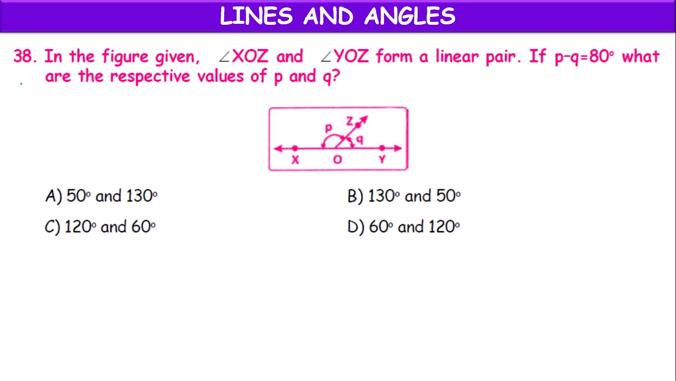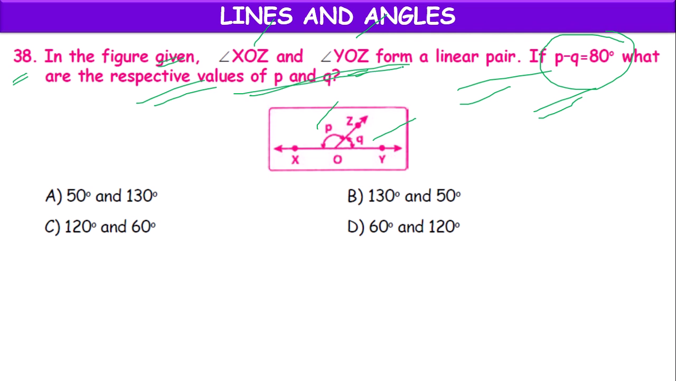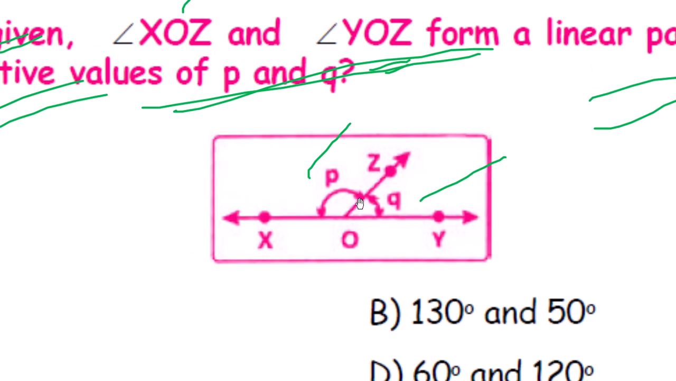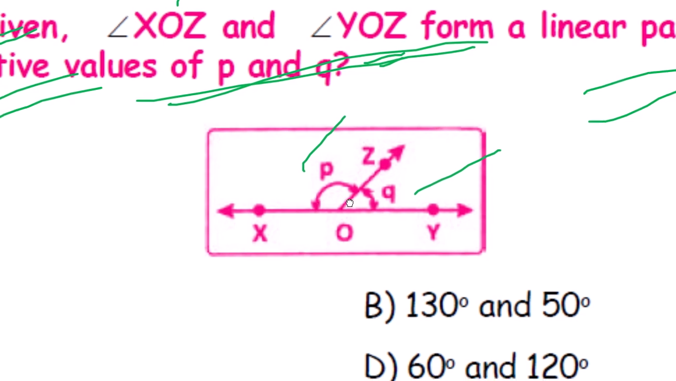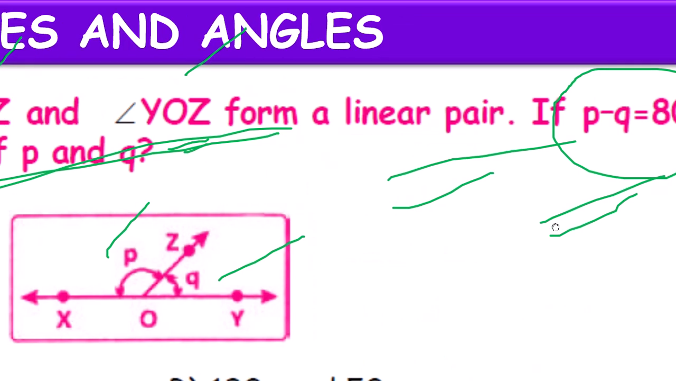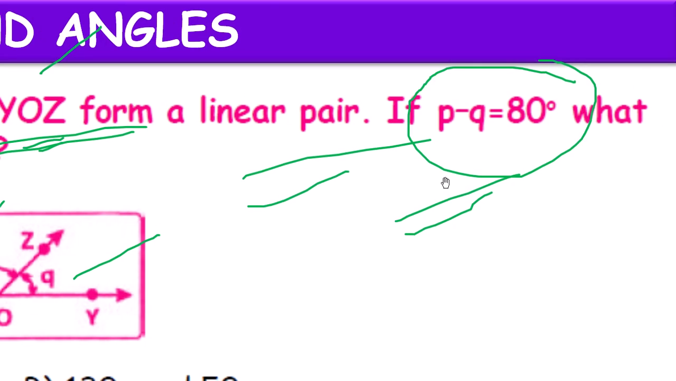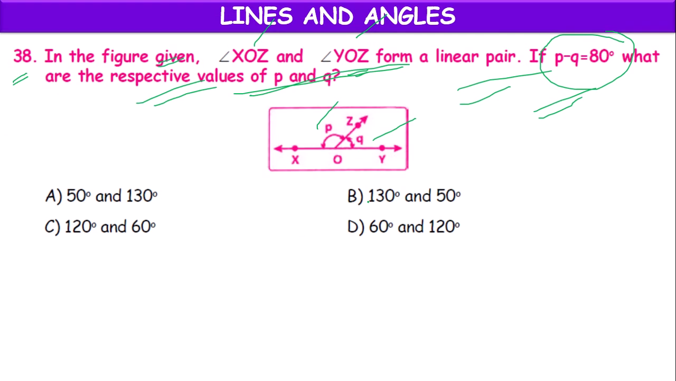Next, children. 38th. So in the figure given, angle XOZ and angle YOZ form a linear pair, and the angles are P and Q. If P minus Q equal to 80 degrees, what are the respective values of P and Q? So in the figure, they have given these two will form a linear pair. So P plus Q equal to 180 degrees. That is one hint. Another hint, P minus Q equal to 80 degrees. We have to find P and Q.